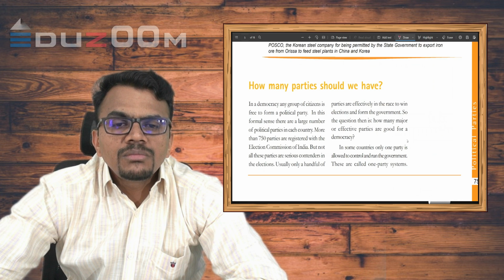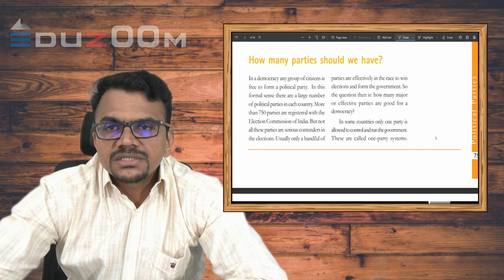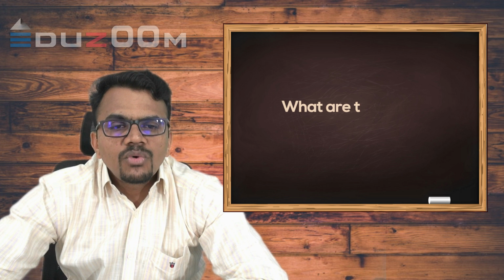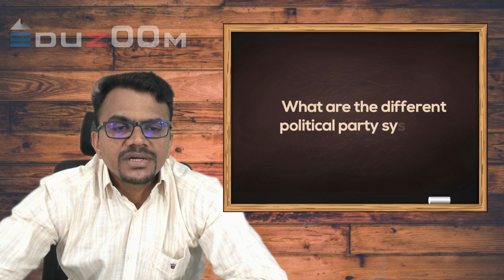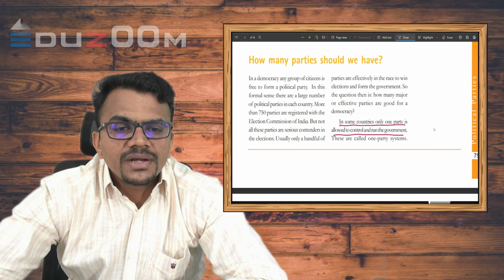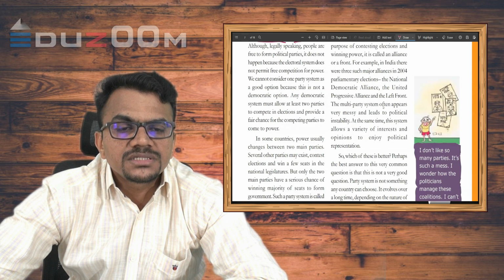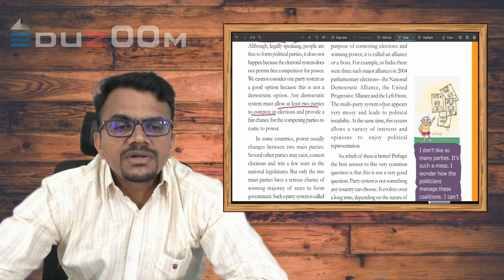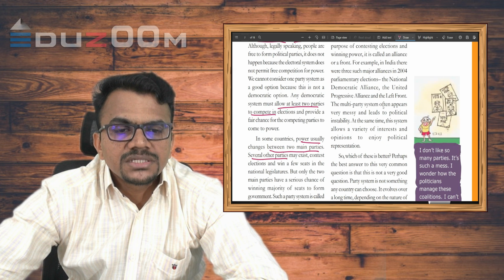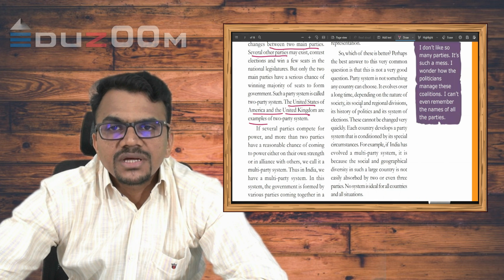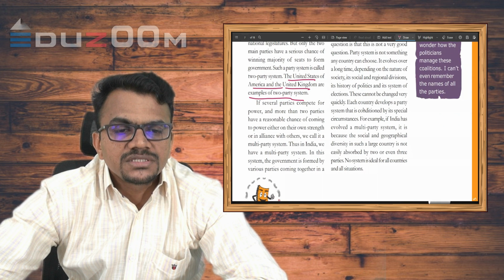Then you must also know about the different political party systems, like one party system, two party system, and multi-party system. One party system is also known as single party system, where only one party comes to power, or that party only rules the people and they always come to power. That is about one party system. Then about two party system, there are two main parties. One party will rule and the other party will be the opposition party.